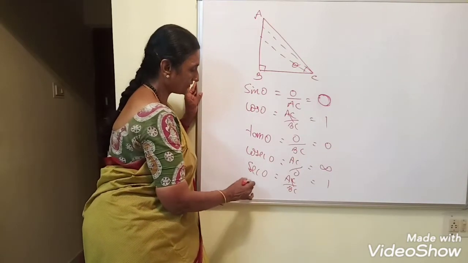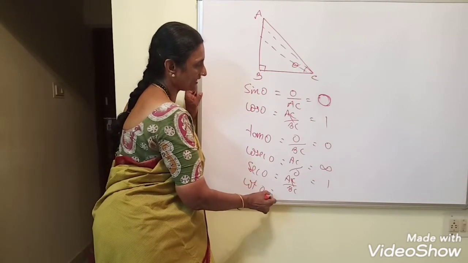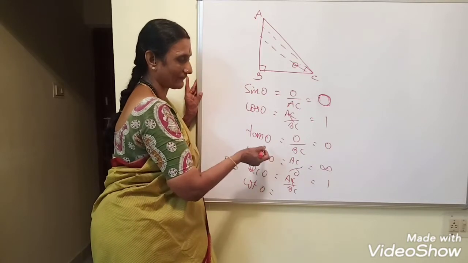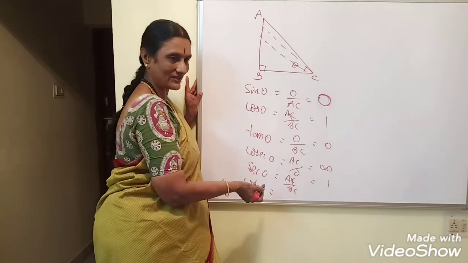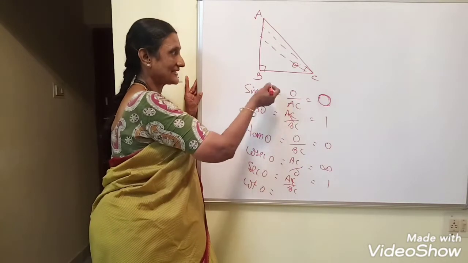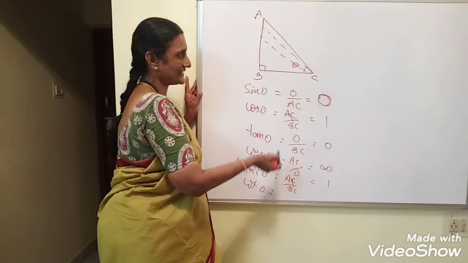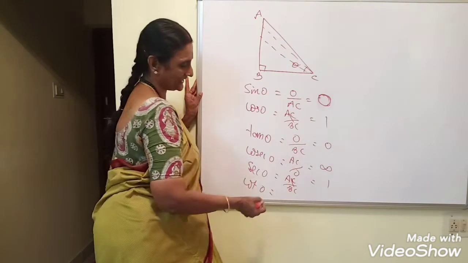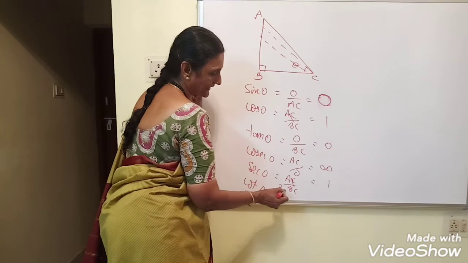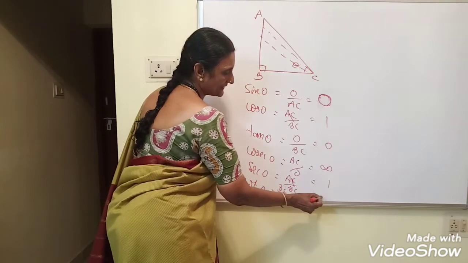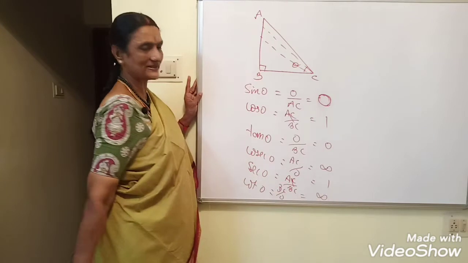What about cot of 0? Cot of 0 is the reciprocal of tan 0. We get 1 by 0. Or if you go by the definition, we will get adjacent divided by opposite. Adjacent is BC and opposite is 0. We get 1 by 0, BC by 0. The value is again not defined, it becomes infinity.